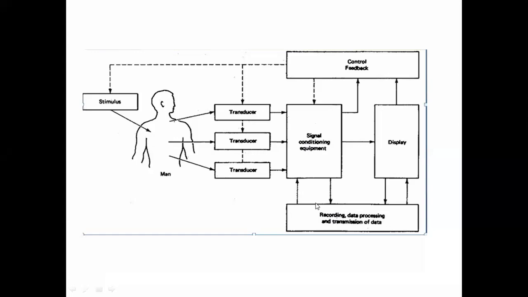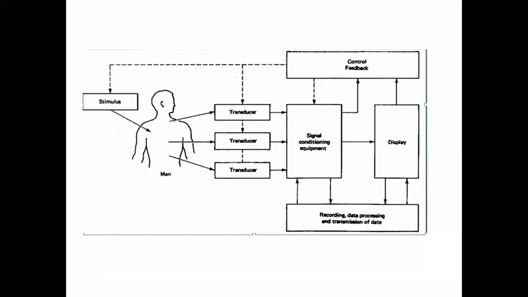After obtaining the signals from the signal conditioning equipment, they can be recorded by recorders. There are different types of recorders. In previous days we could record on tape recorders, and other recorders are strip chart recorders.